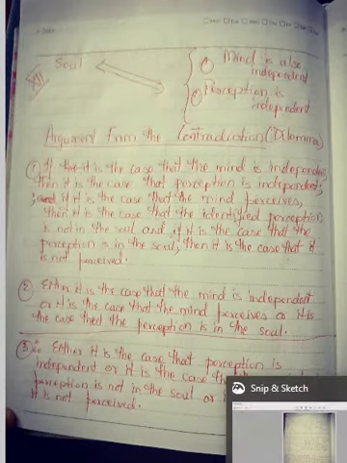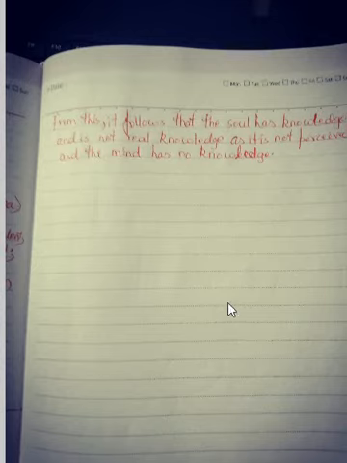From this particular contradiction, through the dilemma, we are able to know that one can conclude the soul has knowledge, and it is not the real knowledge as it is not perceived, and the mind has no knowledge. Have you understood the dilemma?